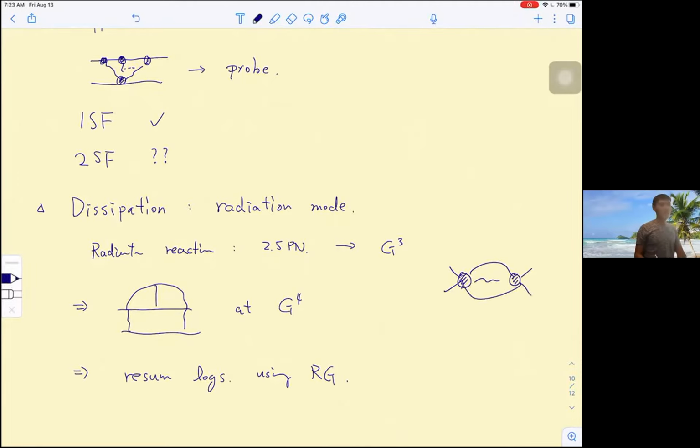But imagine if I go to 3 loops where I can have things like two intermediate radiation, then I don't know whether this partial is exponential or not. It's like the square of the imaginary part. But then, yeah, I don't know whether it is exponential or not. I see.